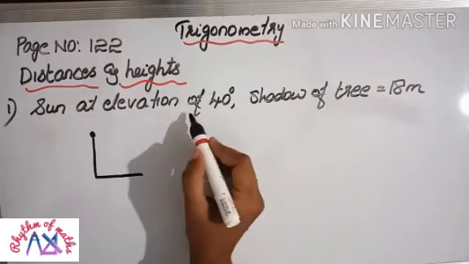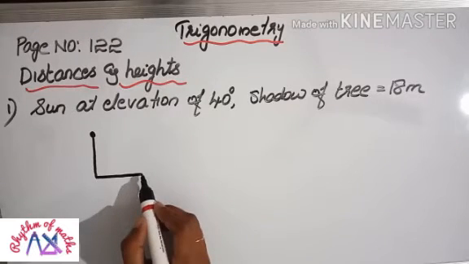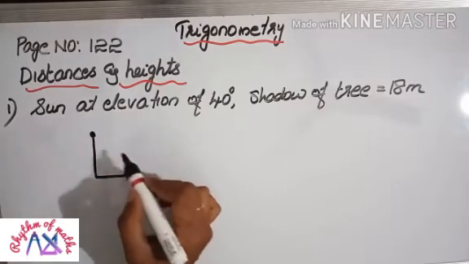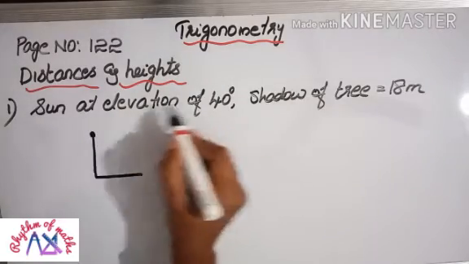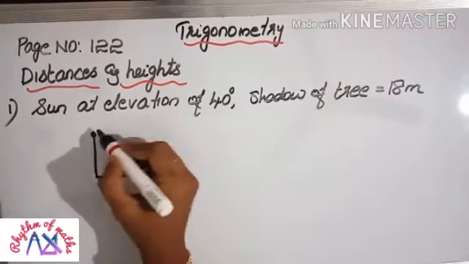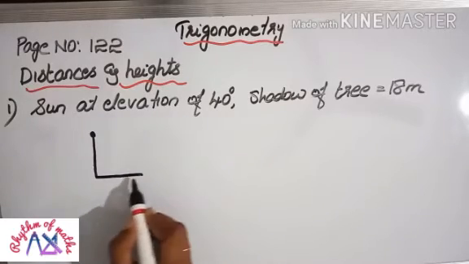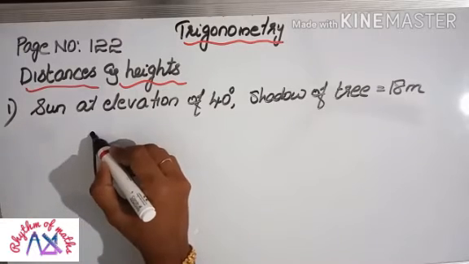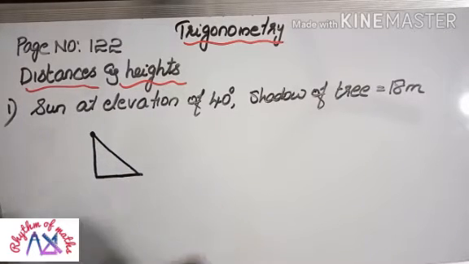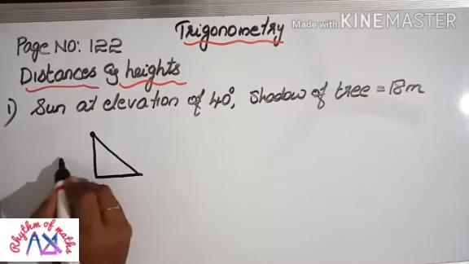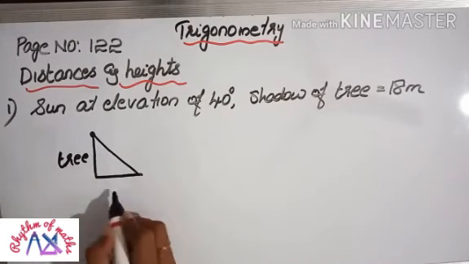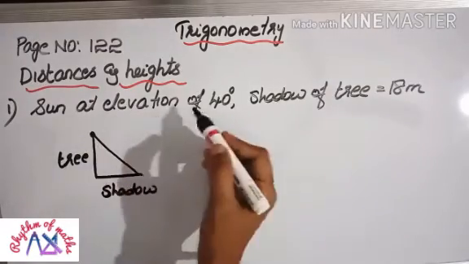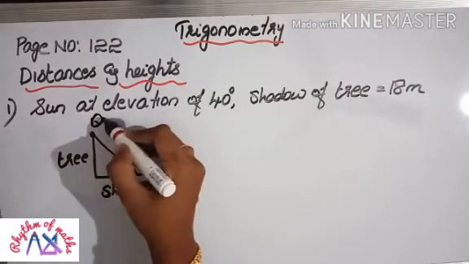Now at an elevation of 40 degree means we are standing on the ground, and when you look at the sun, the elevation is 40 degree, which means the angle between that raised line and this straight line will be what? 40 degree. That means it will be like this. So this is tree, and this is shadow and sun. Sun will be around here.